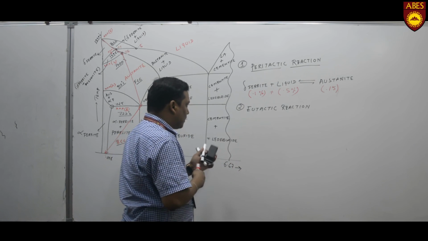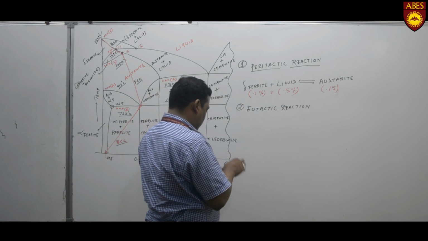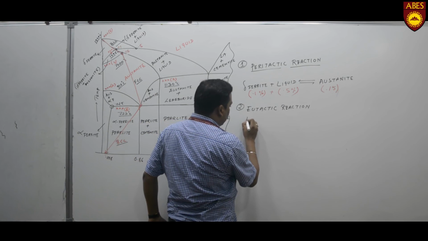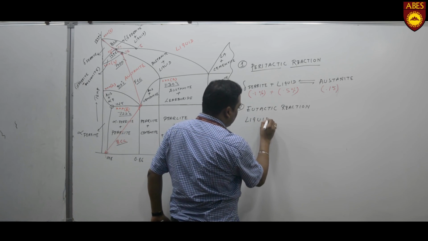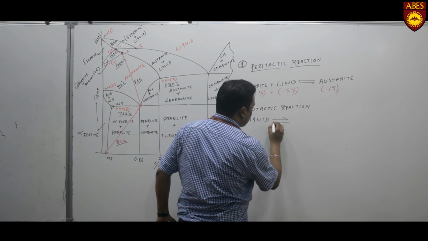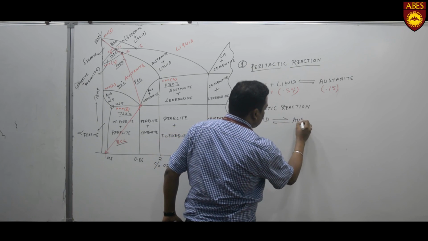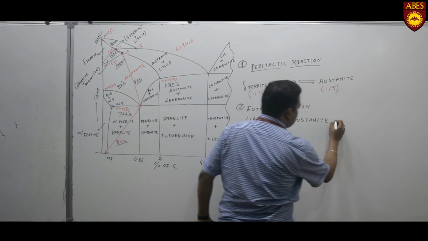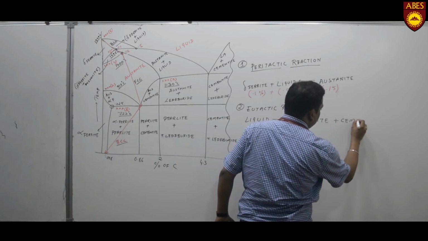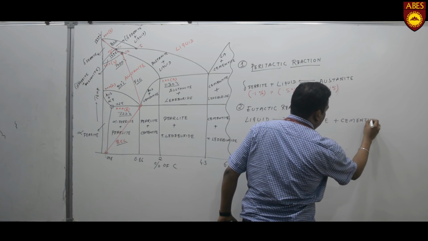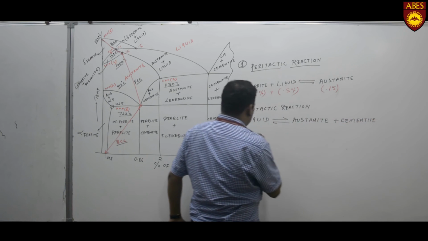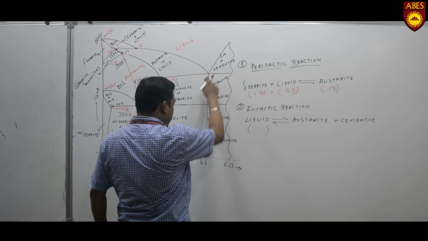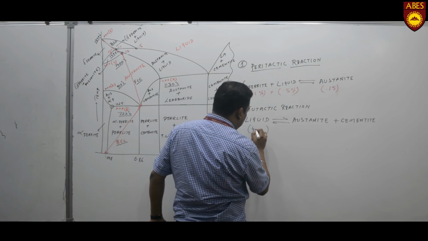So let's start. We can say liquid is transformed into austenite plus cementite. What is the percentage of the liquid? The maximum liquid carbon percentage is 4.3, so it is the 4 point.